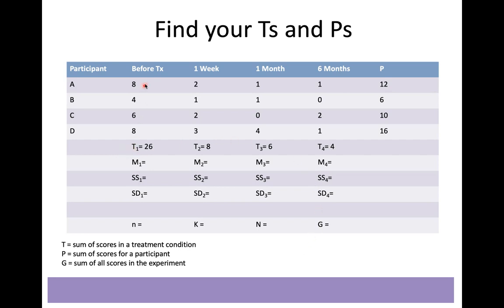The sum of treatment condition 1 is 26. So person A plus B plus C plus D. We do the same thing for week 1, we do the same thing for 1 month, we do the same thing for 6 months. And we can see here that pain decreased over time, right?